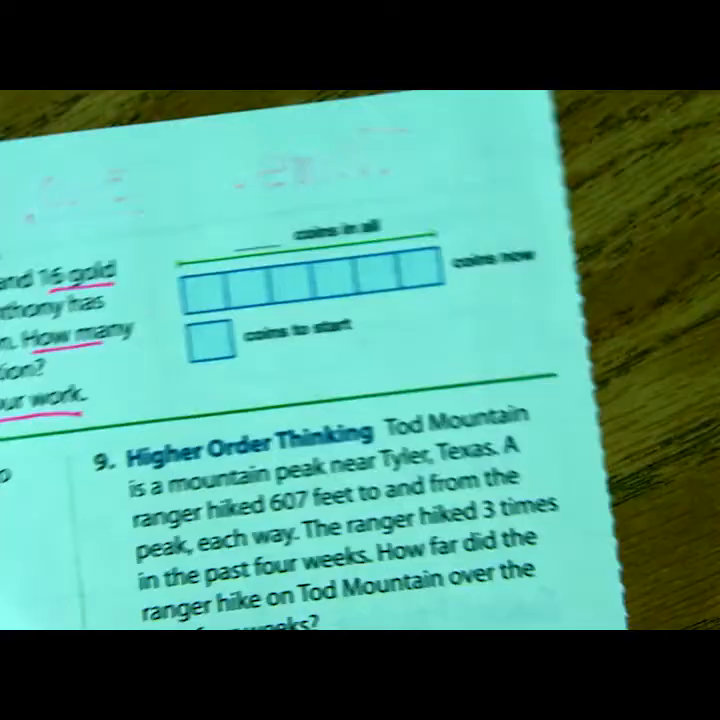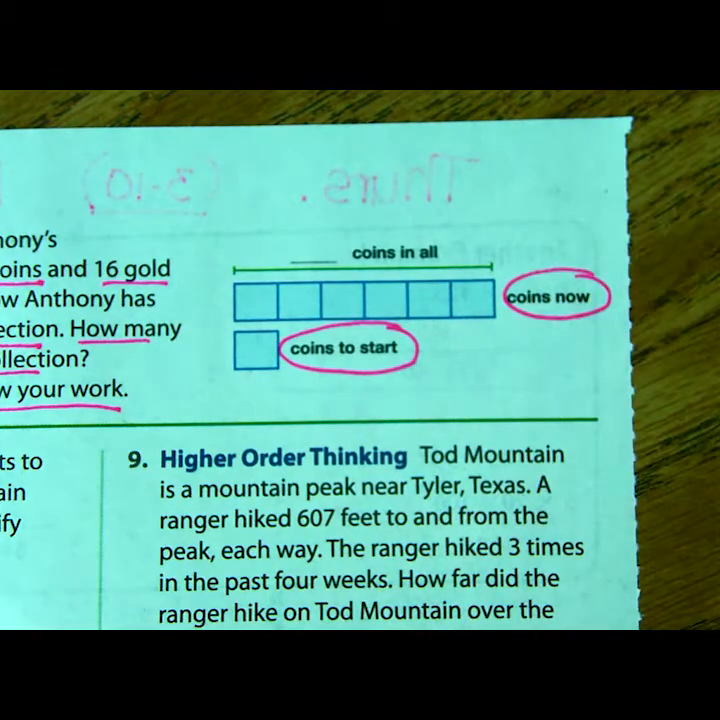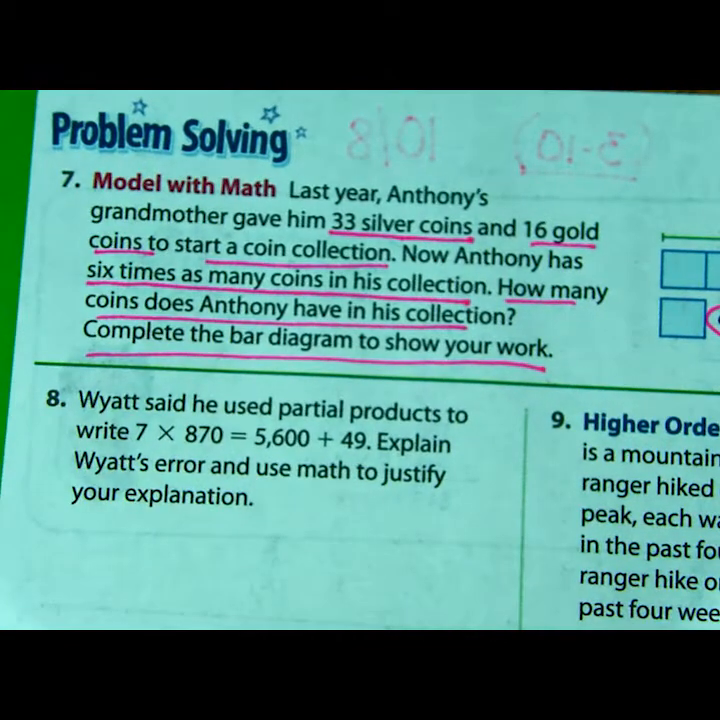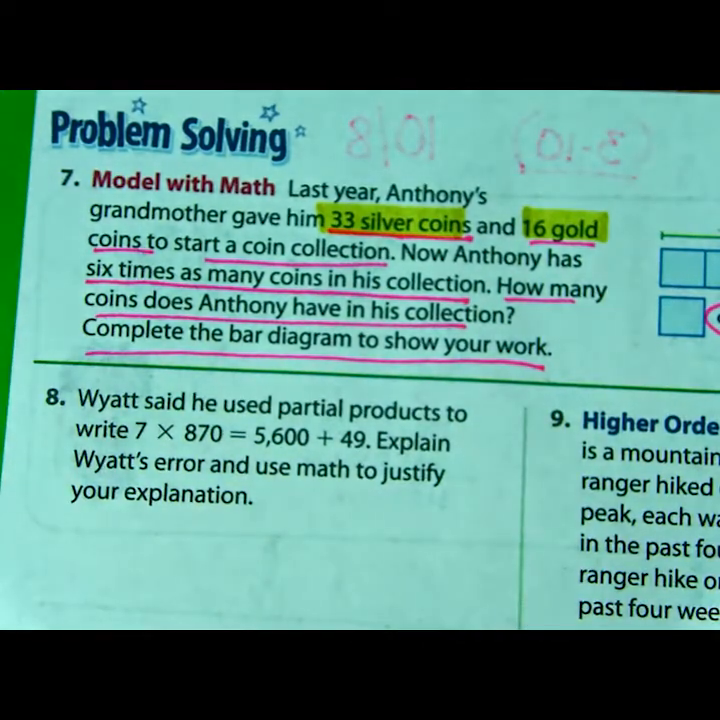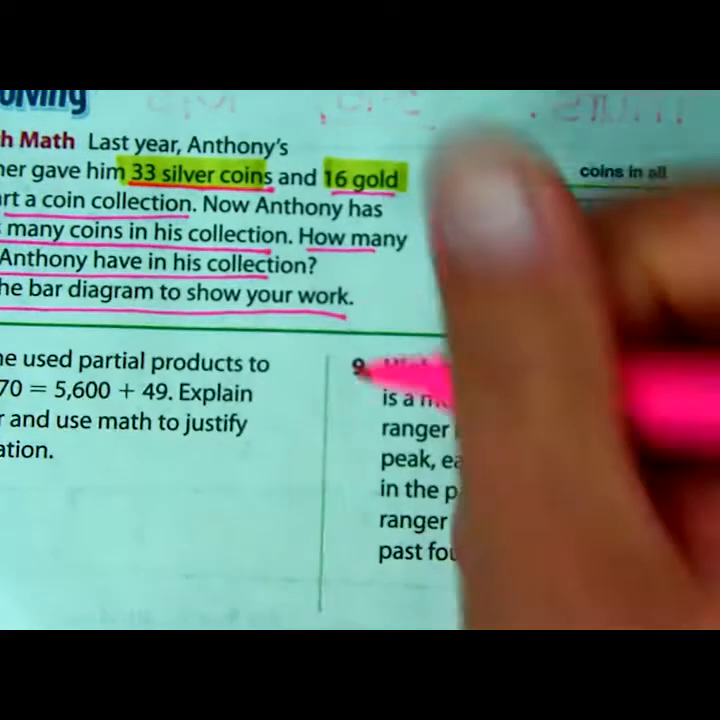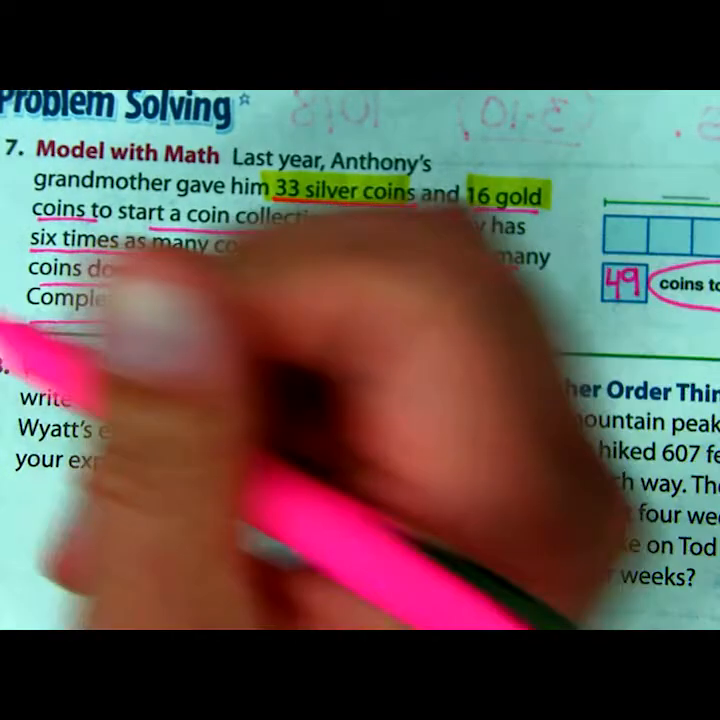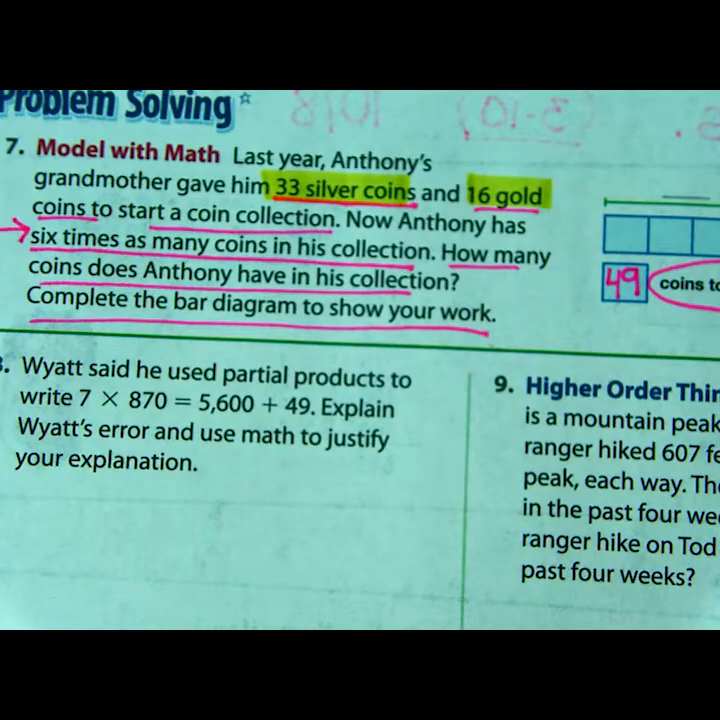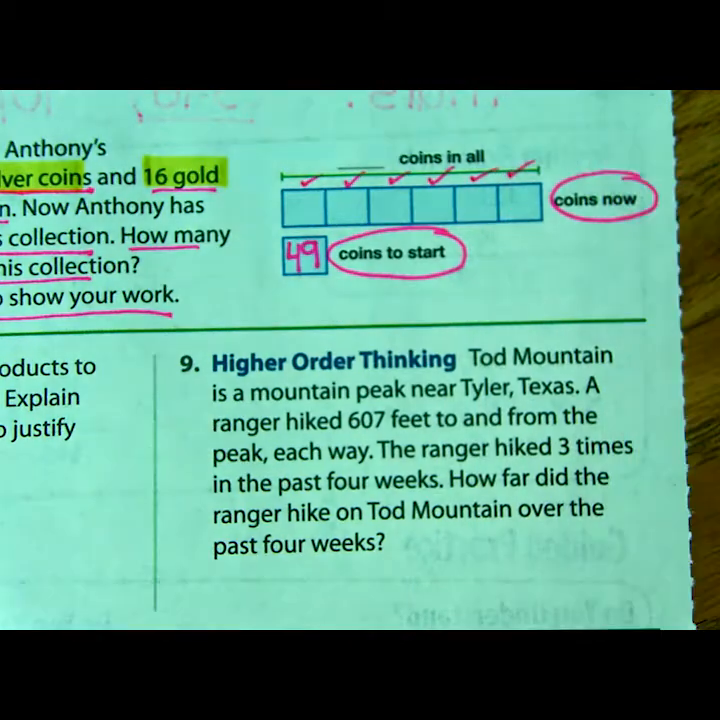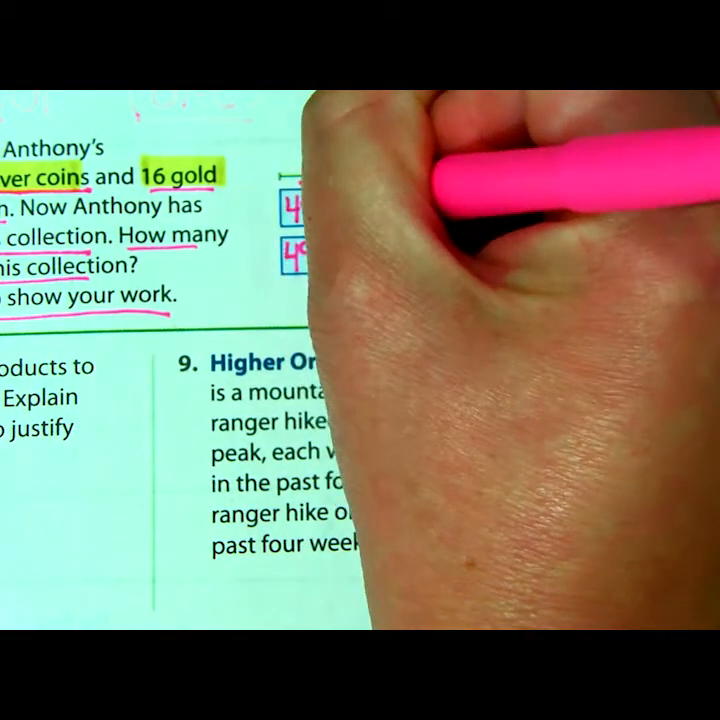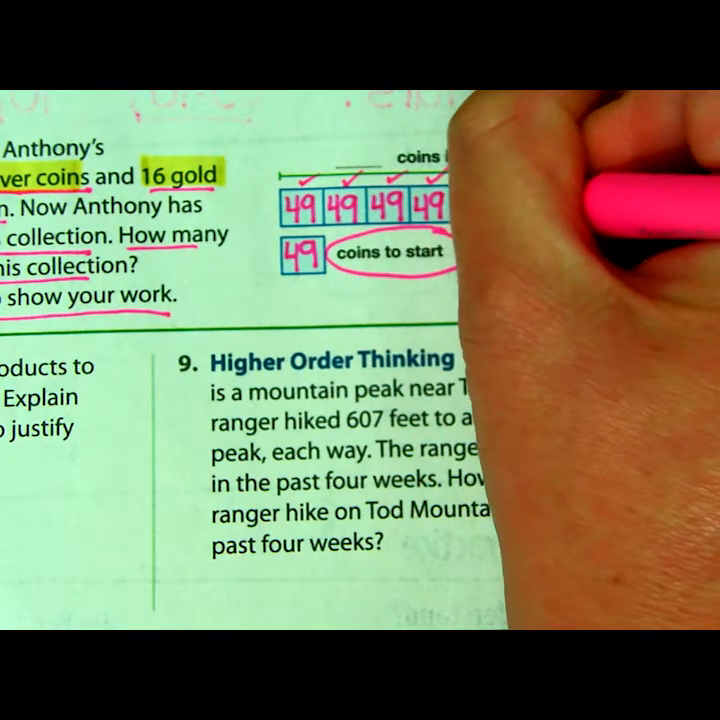So it looks like they're indicating here in this diagram how many coins he started with and then how many coins he has now. Well, let's go back and figure out how many he started with. It says here that he had 33 silver and 16 gold. So 33 plus 16 gives you 49 coins to begin your collection with. Then it tells us that he now has 6 times as many coins in his collection. So we should see 6 boxes. 1, 2, 3, 4, 5, and 6. That's correct. So we're going to fill in this number because we know that 6 times 49, we need to indicate the 6 groups of 49.